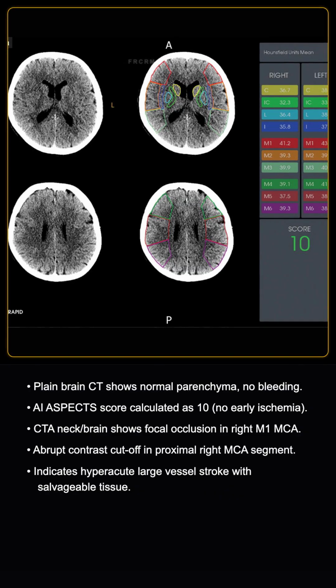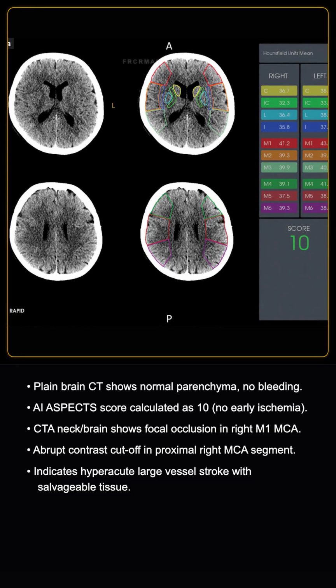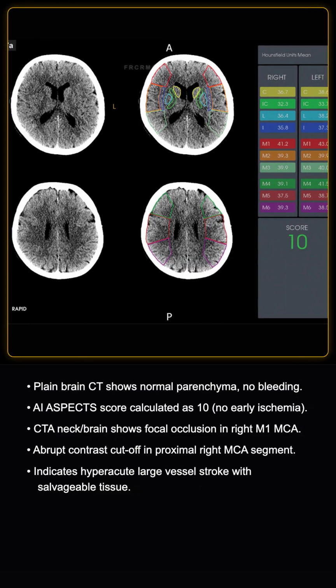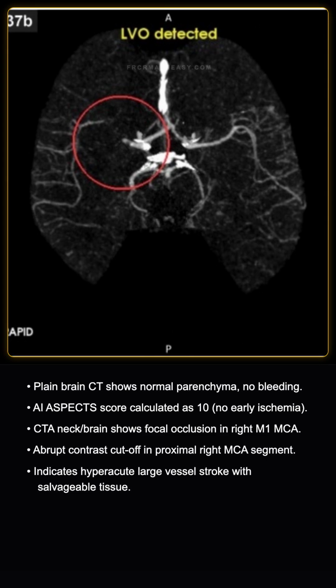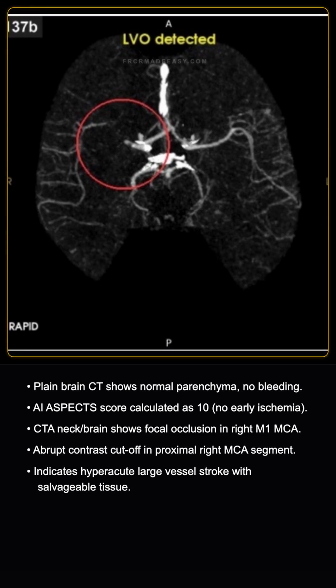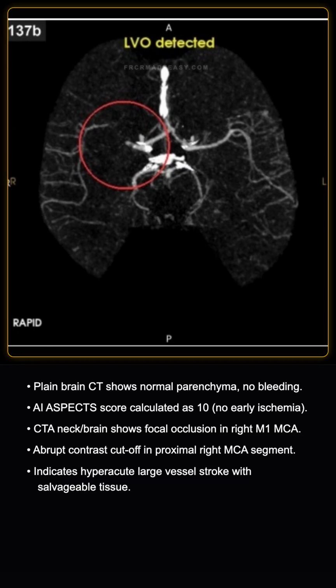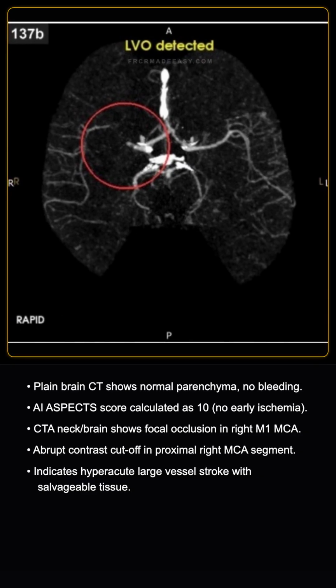The artificial intelligence software has calculated an ASPECT score of 10, confirming the absence of early ischemic change in the middle cerebral artery territory. On the companion CT angiogram, the AI software highlights a focal occlusion within the right M1 segment of the middle cerebral artery.